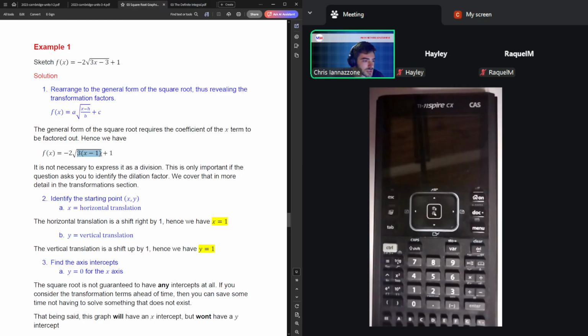Those are the two main ways you can handle that, and this is true of all functions, not just square roots. Anytime you have a dilation factor on the x, either do some math to solve where your translation term should be, or just do a bit of factorizing to reveal it properly.